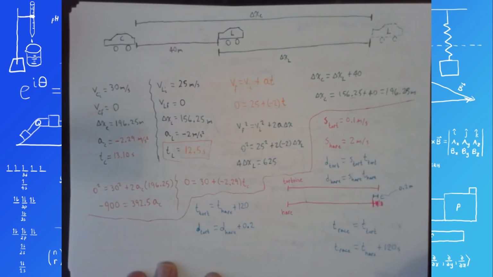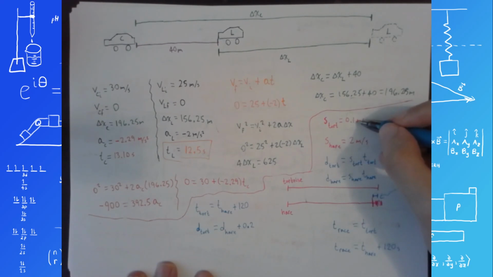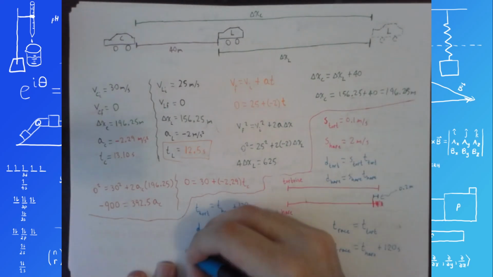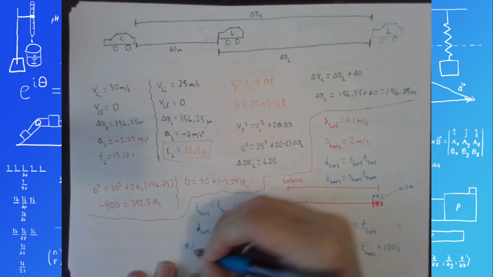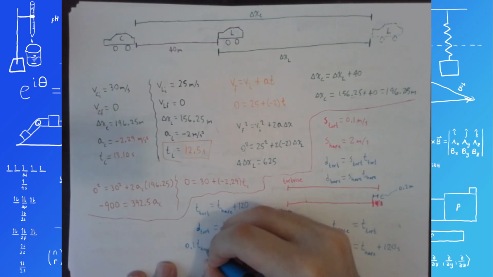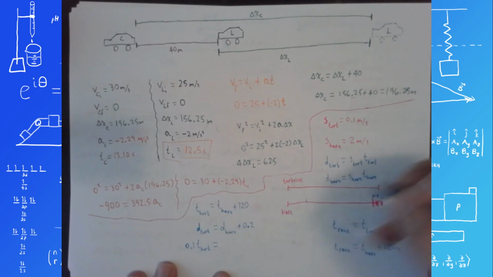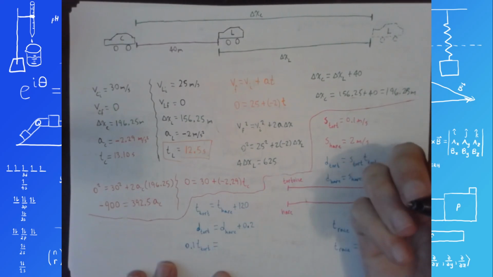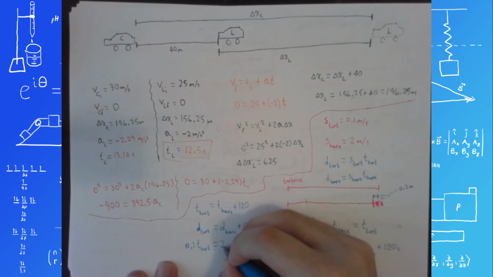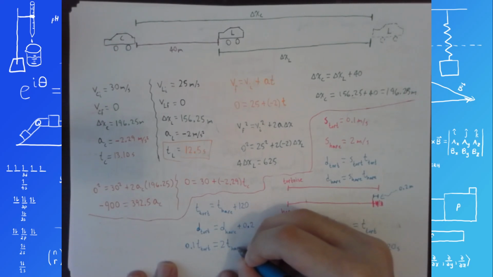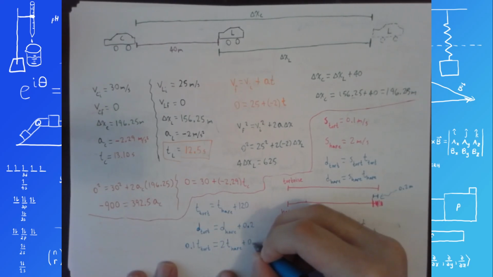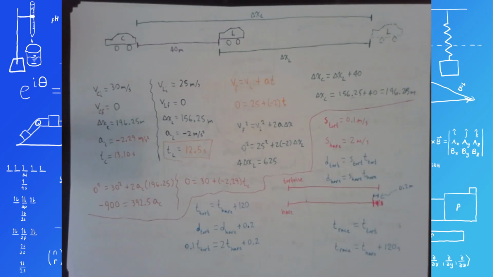And if I do that, then I get speed of tortoise 0.1 times t tortoise, so 0.1 times t tortoise equals speed of the hare is 2 meters per second times time of the hare is, well, we don't know yet. So we've got 2 times t hare plus 0.2.